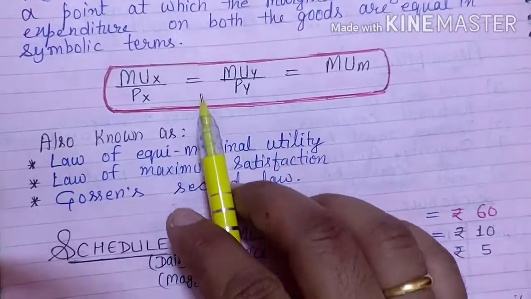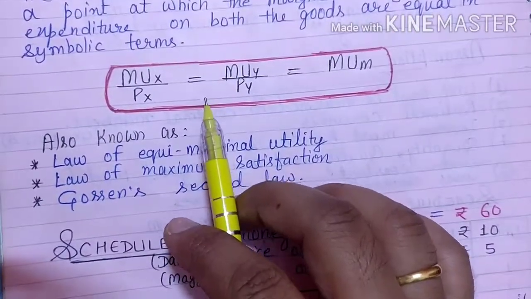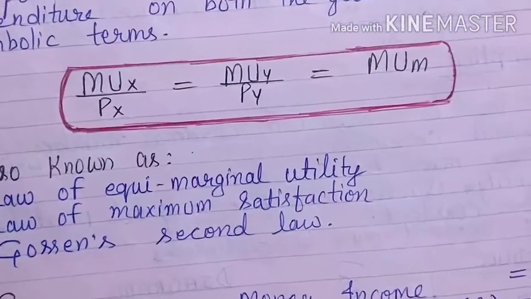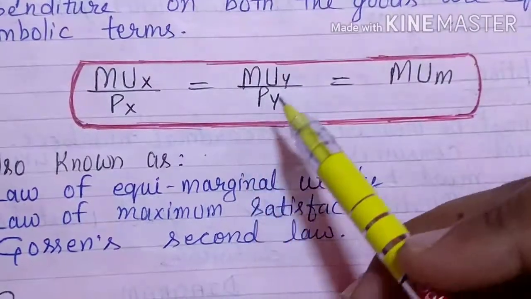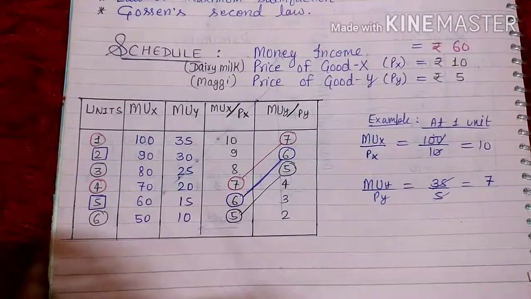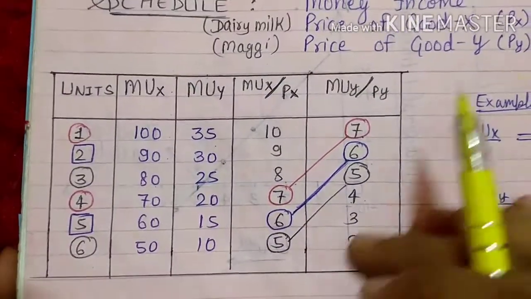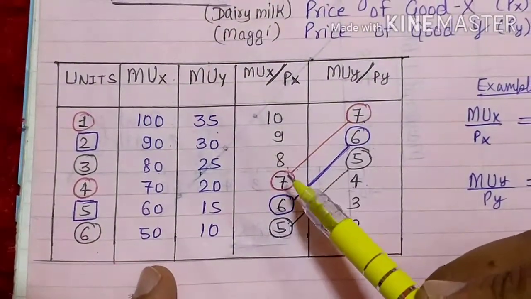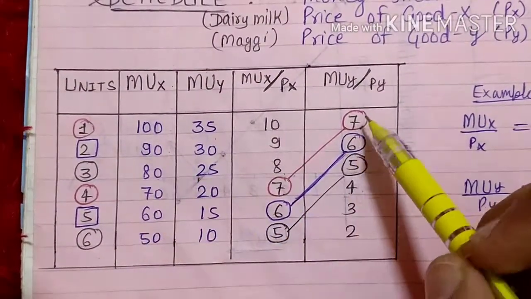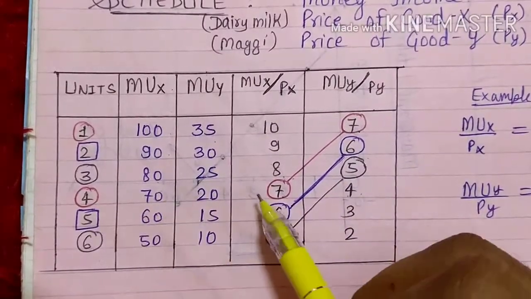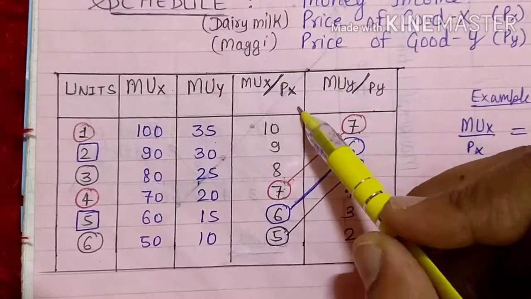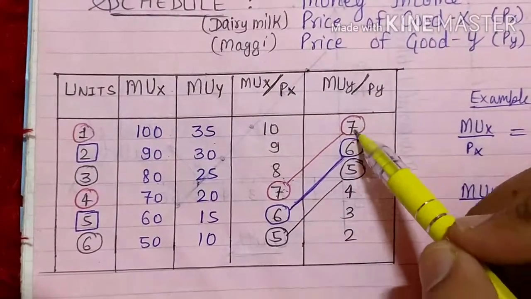Now, as we have learned, they should be equal to get the point of maximum satisfaction, or the consumer's equilibrium. So just check in the schedule where MUX upon PX is equal to MUY upon PY. Just check the schedule properly. If you check properly, we find that in 3 cases, when we are consuming 1 unit of good Y and 4 units of good X, we are getting the same. It means at that point MUX upon PX equals MUY upon PY, 7 and 7.